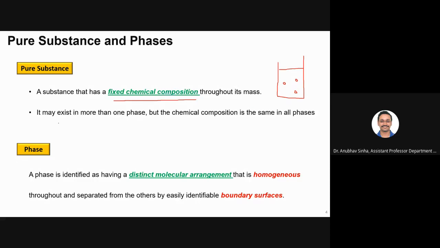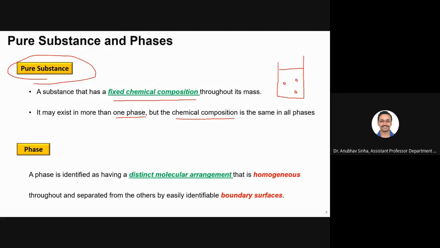Okay, and it may exist in more than one phase. So water could be, let us say, solid, liquid, or gas, vapor, but it will always be H2O. Chemical composition remains to be the same. You cannot say that when you boil water it becomes H. It is always H2O, right? So that is the basic definition of a pure substance. Okay. Now we'll talk about phase.